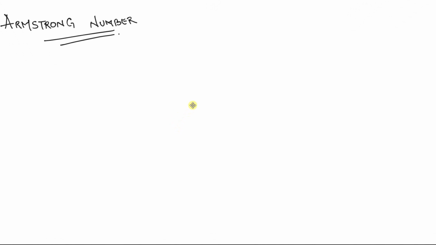In this video, we'll see what an Armstrong number is and how to check whether a given number is an Armstrong number or not using C and Java. First of all, let's take the number n as 153. Basically, 153 is considered an Armstrong number, so we are going to find out how.